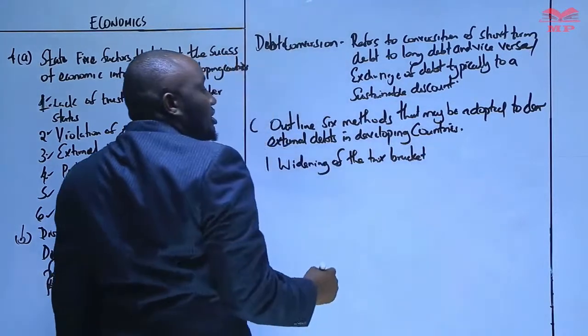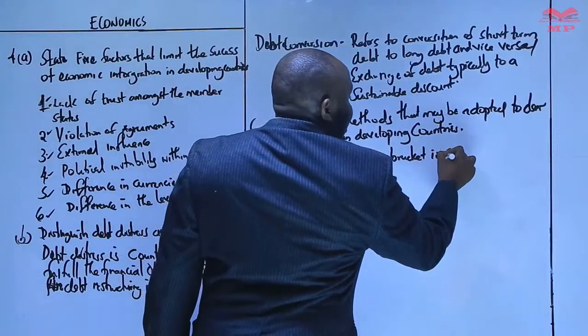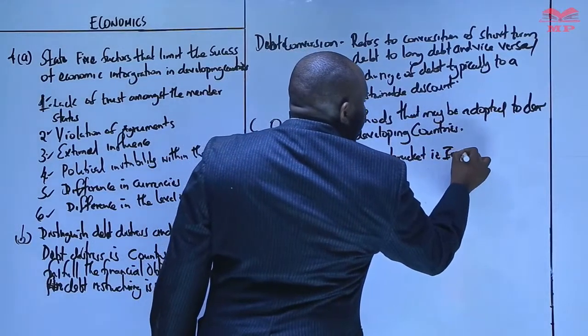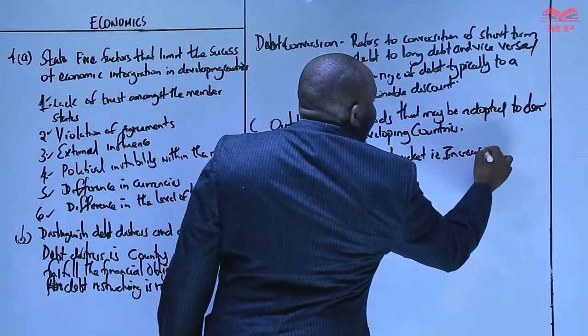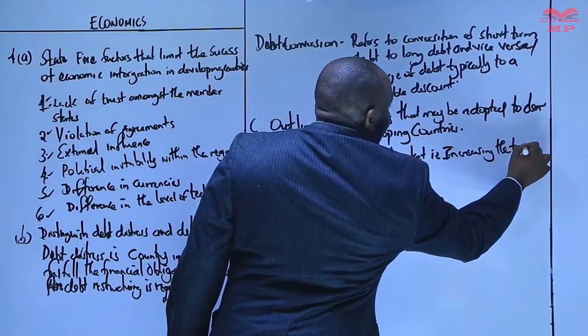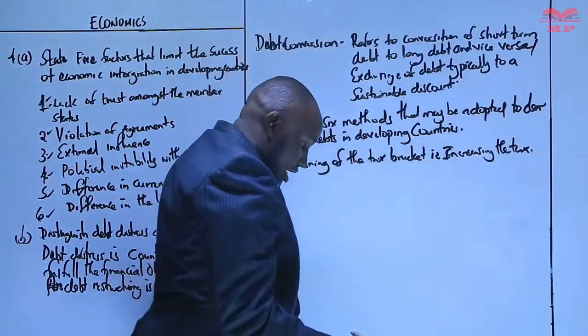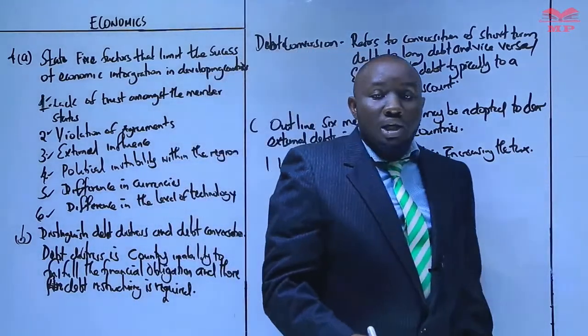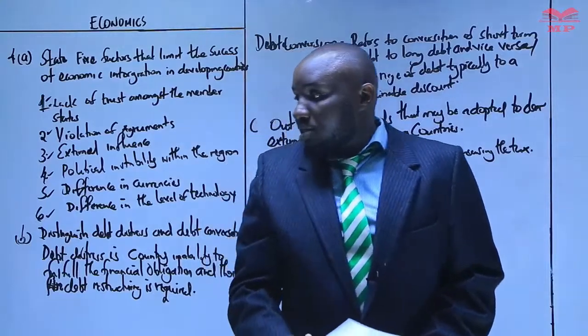That essentially means increasing the taxes. One of the ways that countries deal with external debt when it's too much, and how they manage it, is increasing the taxes.